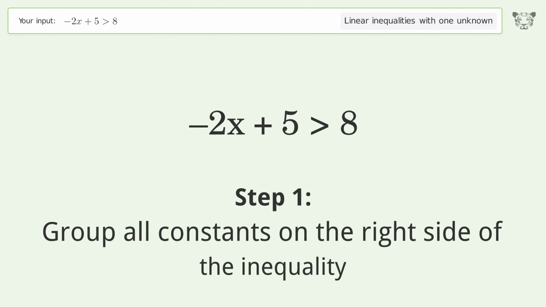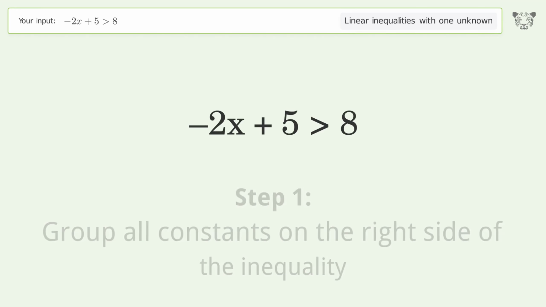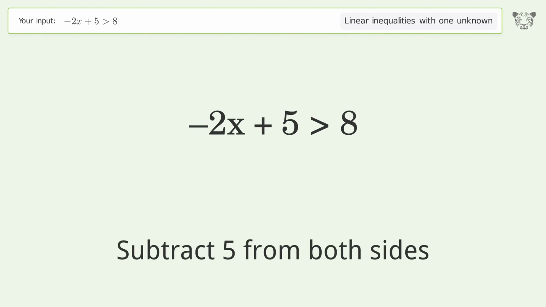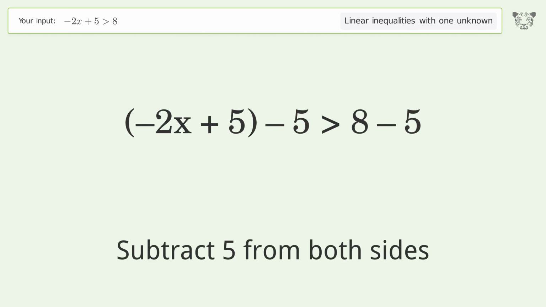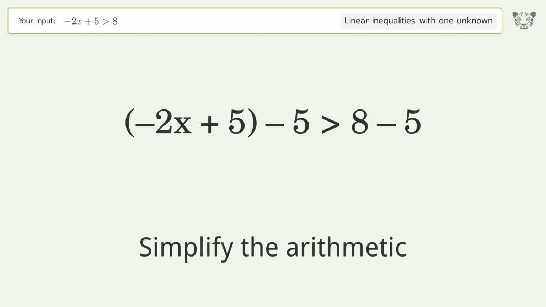Group all constants on the right side of the inequality. Subtract 5 from both sides. Simplify the arithmetic. Isolate the x. Divide both sides by -2. Whenever you multiply or divide by a negative, reverse the inequality sign.